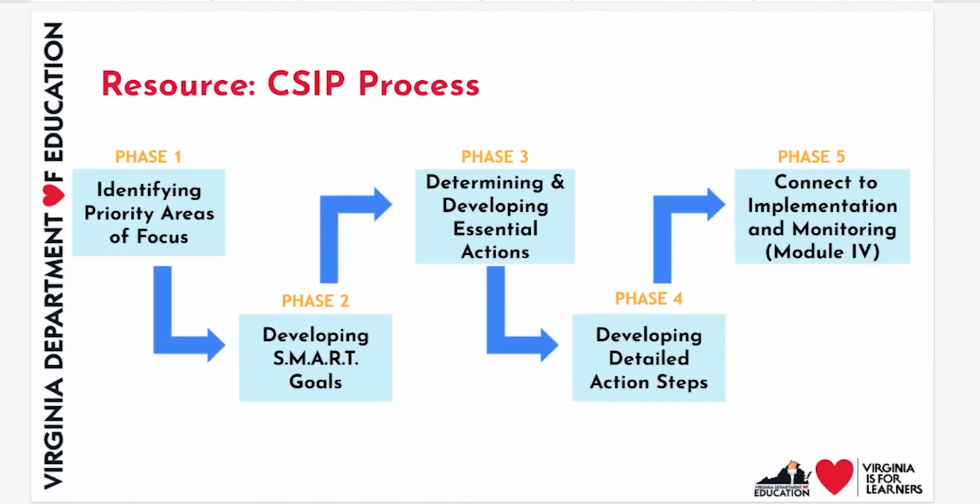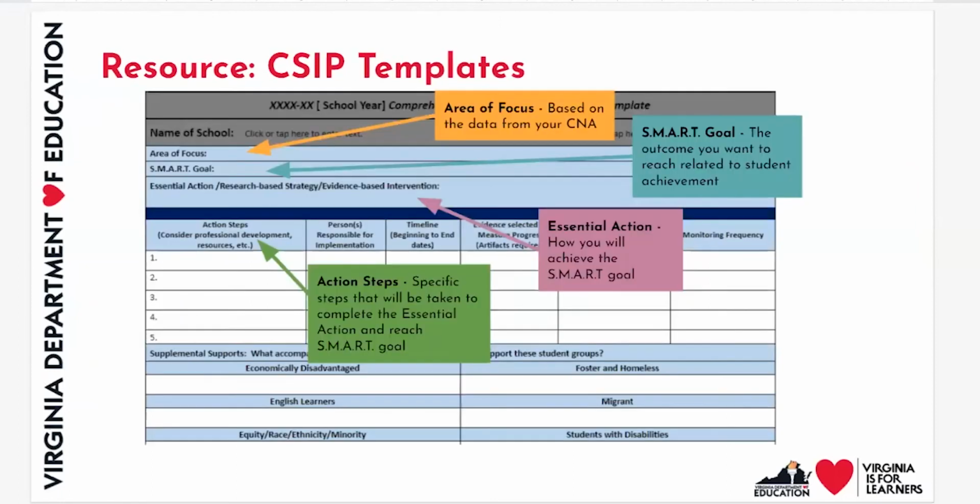Then you'd have those SMART goals, right, as a way to measure progress. Your essential actions, right, those strategies you're implementing, and then those detailed action steps. Okay, so that's the process of writing a CSIP. And then, of course, at the end there, we connect it to implementing it and monitoring your progress, implementation and monitoring.